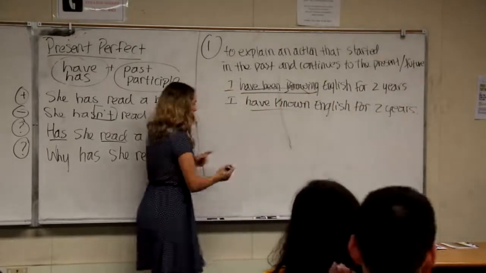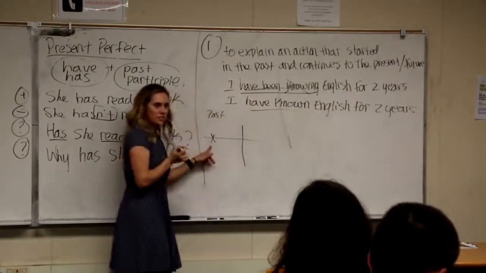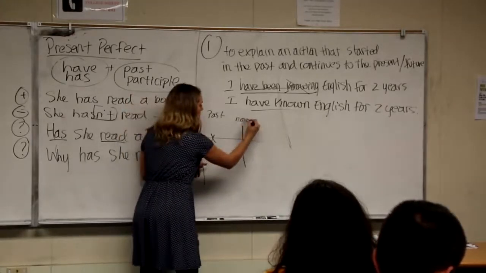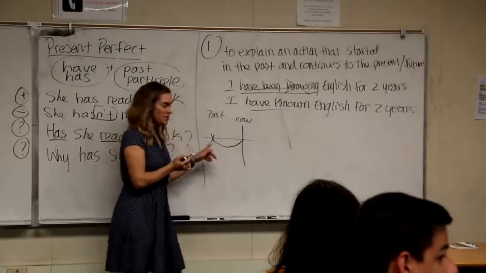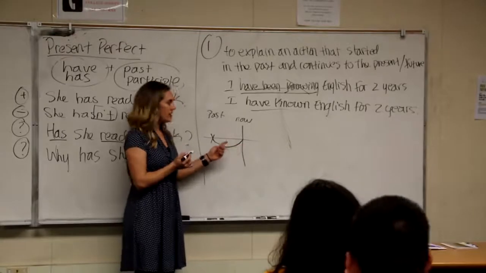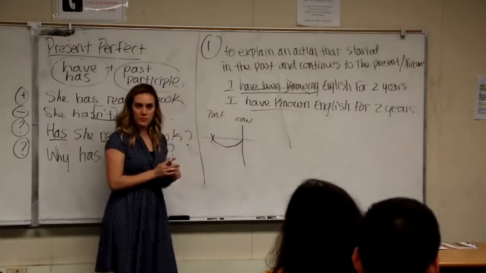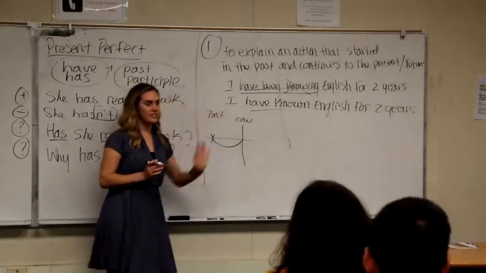That means in the past I started to know English, 2 years ago, actually. Here's now. I continue to know English until now. It started in the past and continues. Does that make sense? Right? I have known English for 2 years. And maybe, hopefully, I'll know it tomorrow and the next day.